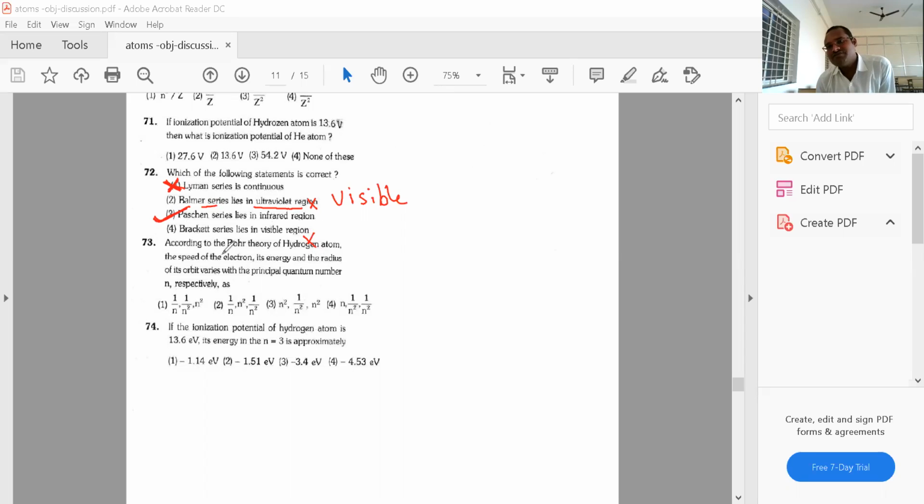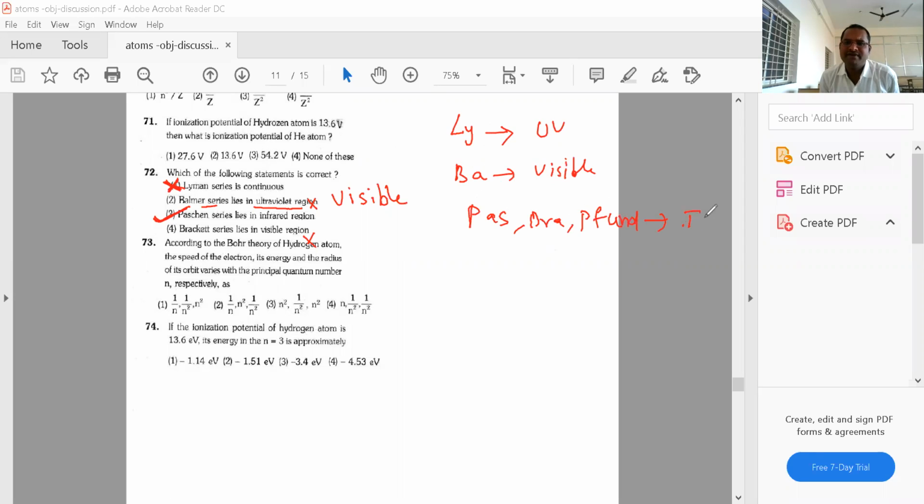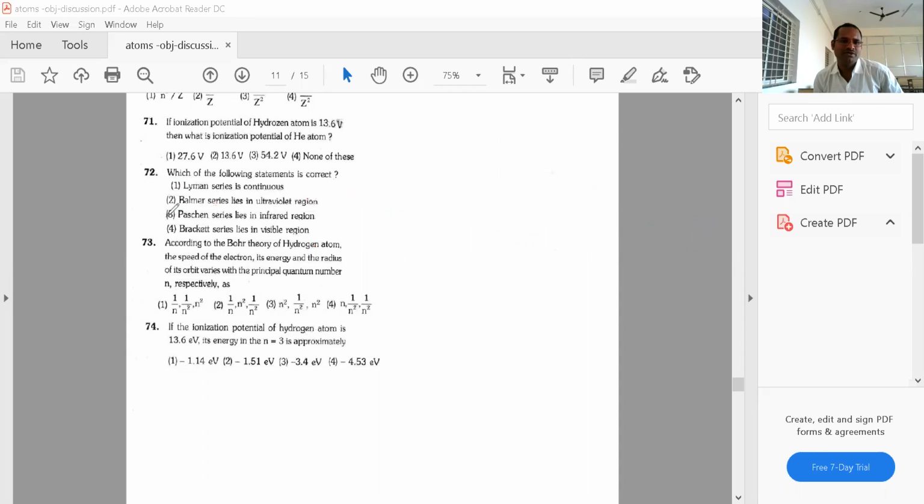Remember which series of lines are present in which region of the spectrum, important. So Lyman series lies in what? UV rays. Balmer series lies in visible. Paschen, Brackett and Pfund, these all lie in IR, the infrared region of the spectrum. You need to remember these three very important points. Okay, option 3 is the right answer.